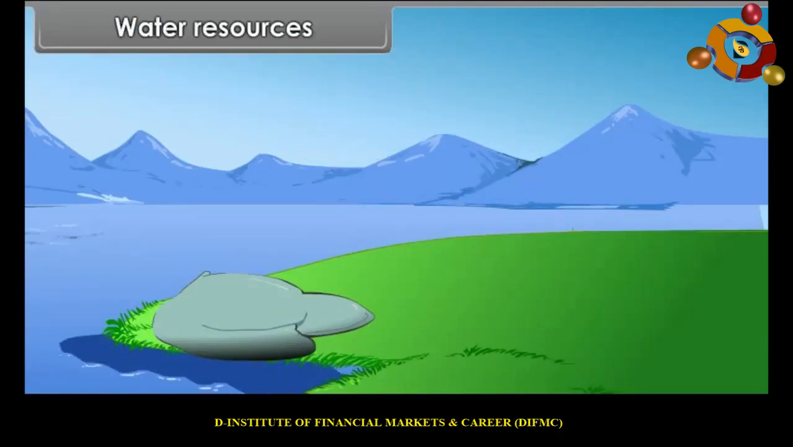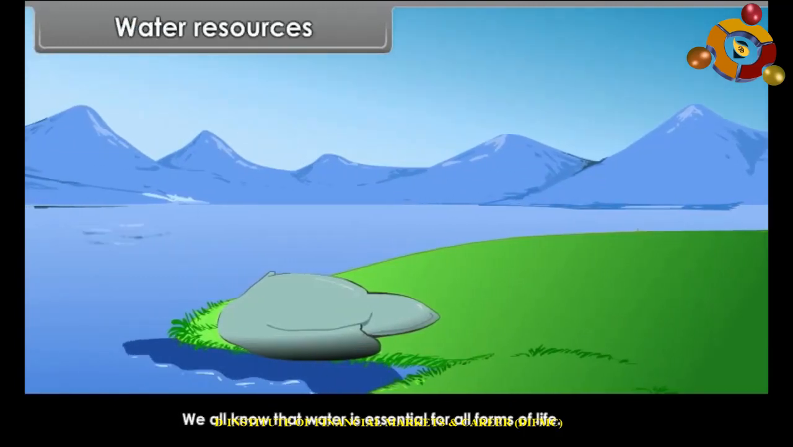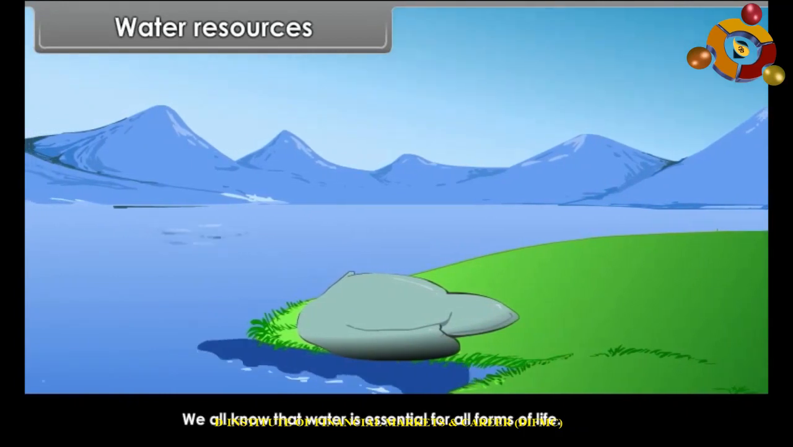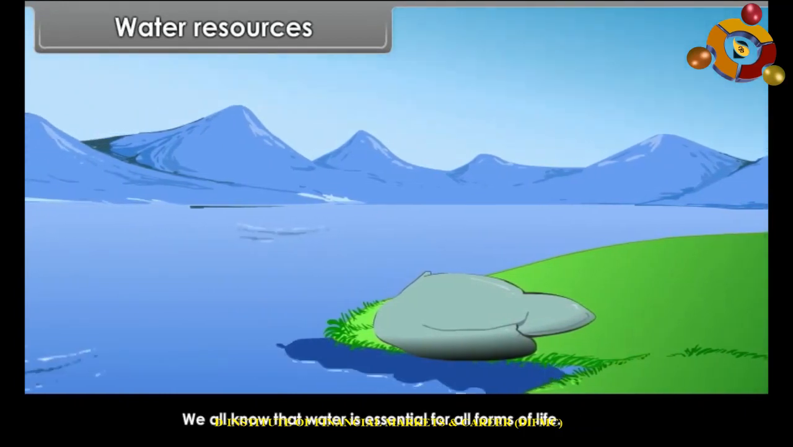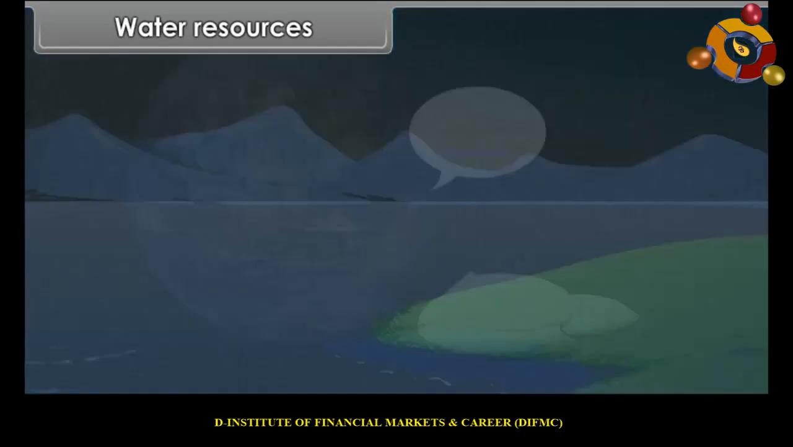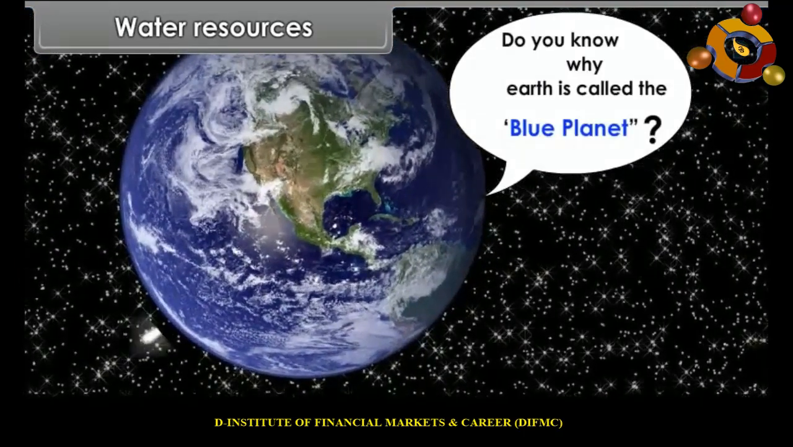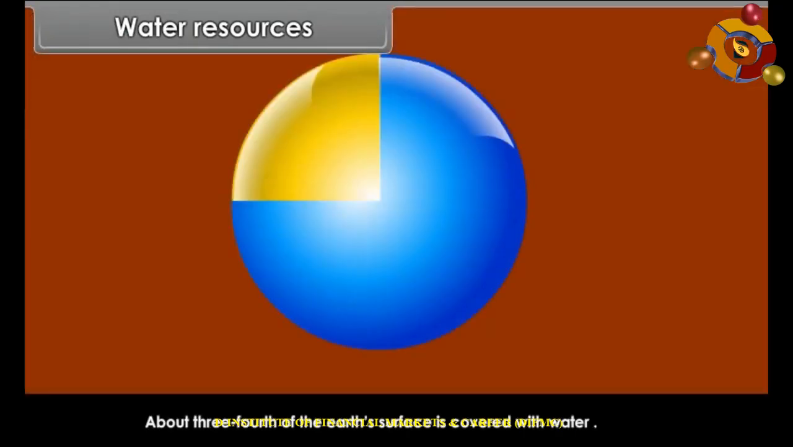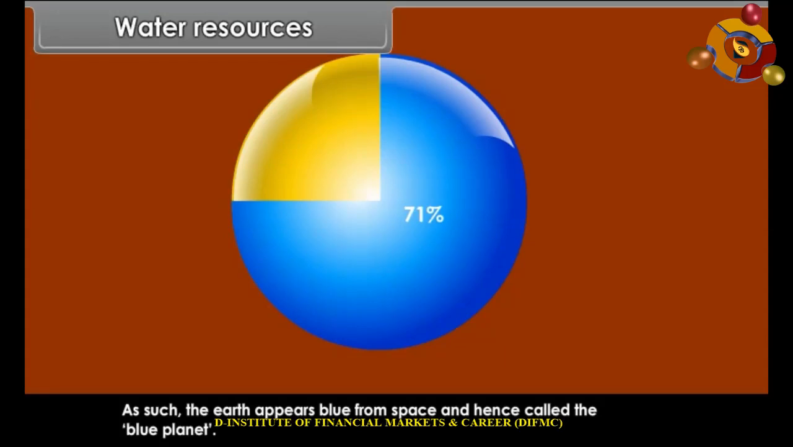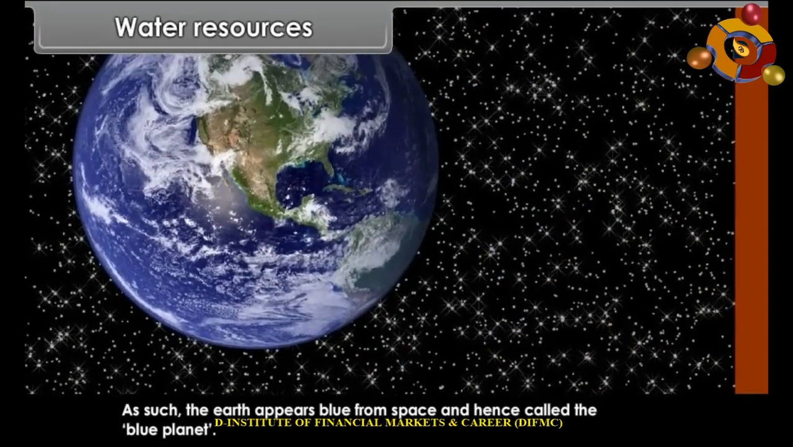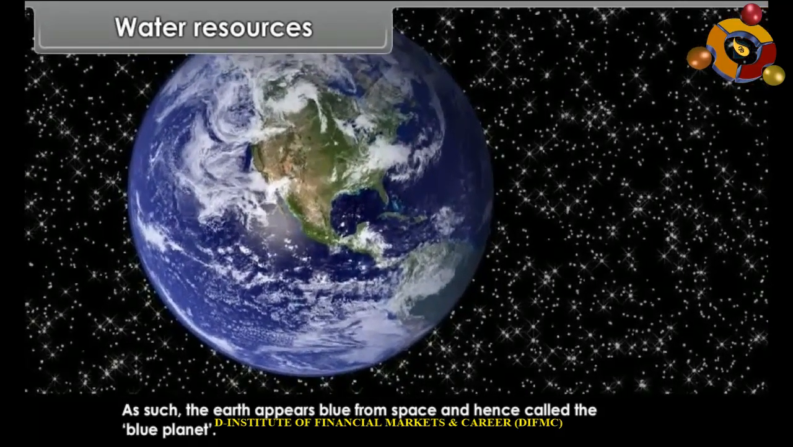Water resources. We all know that water is essential for all forms of life. Do you know why Earth is called the blue planet? About 3/4 of the Earth's surface, 71%, is covered with water. As such, the Earth appears blue from space and hence is called the blue planet.